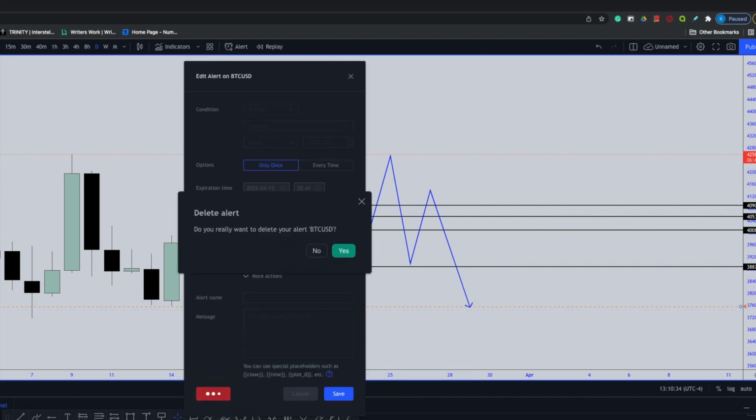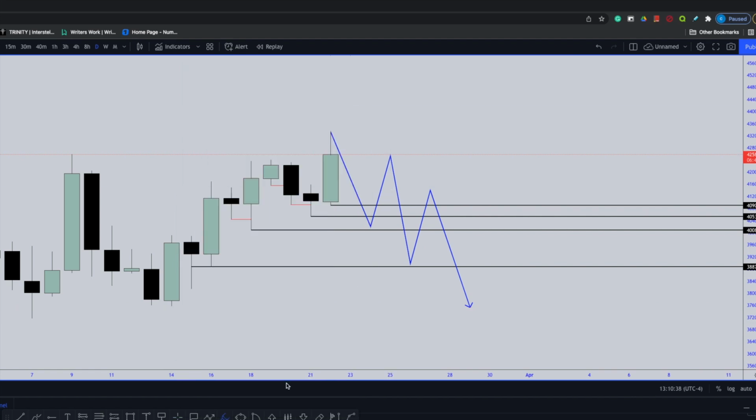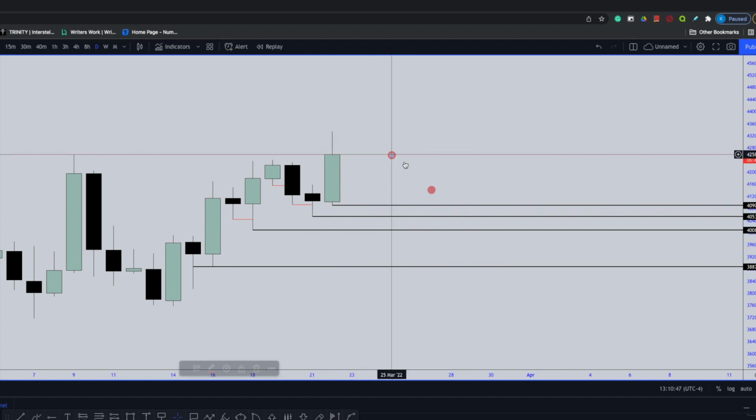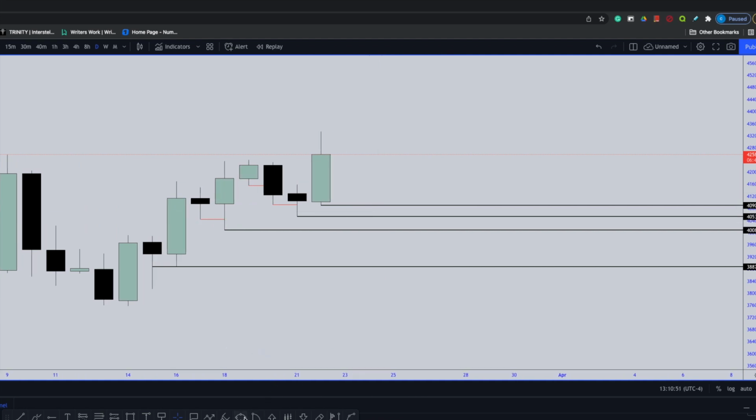Okay, so that is how we can confirm on the daily a reversal in the market, by breaking previous daily candlestick lows. So now let's jump down to the lower time frame to show you guys again why these drawings are crucial if we want to look to trade the market over here to the right hand side.